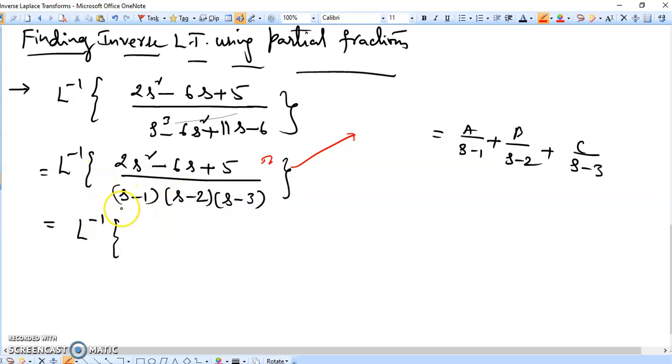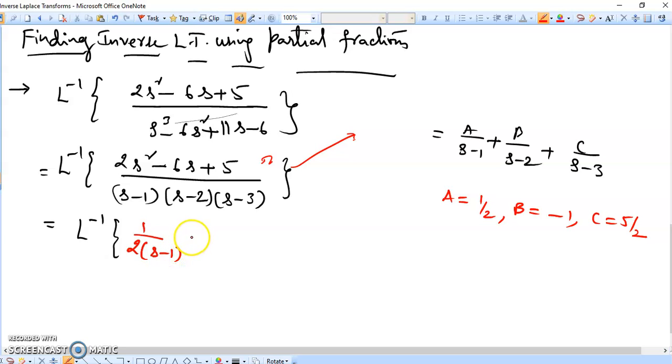So what are the A, B, C values after calculation? I got the A value as 1 by 2, the B value as minus 1, and C as 5 by 2. Now I will bring all those things here: 1 by 2 into s minus 1, B value is minus 1, so minus 1 by s minus 2, and C value is 5 by 2, so 5 by 2 into s minus 3.